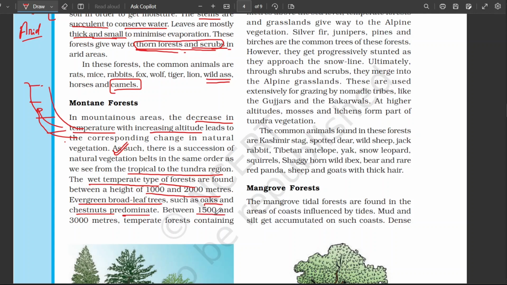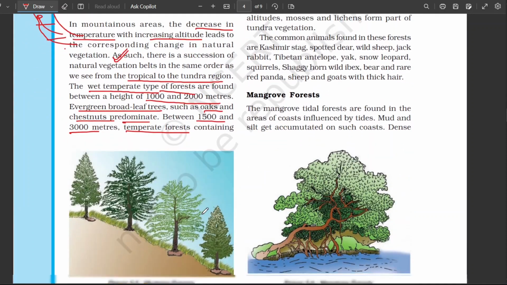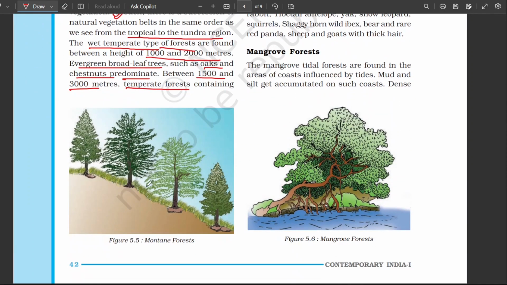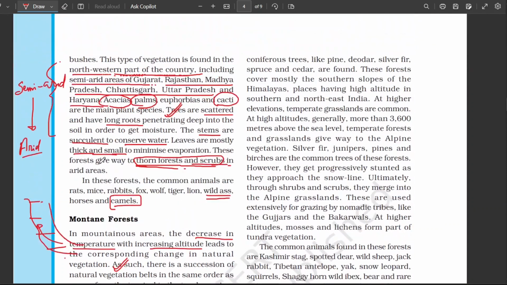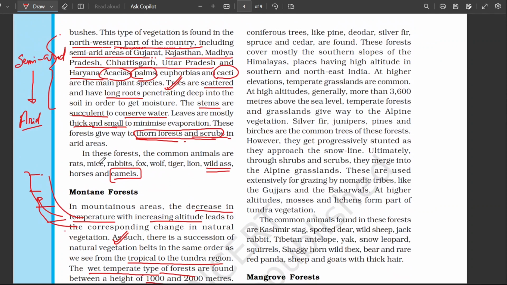Between 1500 to 3000 temperate forests. इसमें क्या मिल रहा है? Temperate forest containing, ये देखिए प्लान Montane forest में क्या शो कर रहा है कि with height the type of trees are changing. Coniferous trees मिल रहा है 1500 to 3000 में. Pine, deodar, silver-fir, spruce and cedar are found. These forests cover mostly the southern slope of the Himalayas.